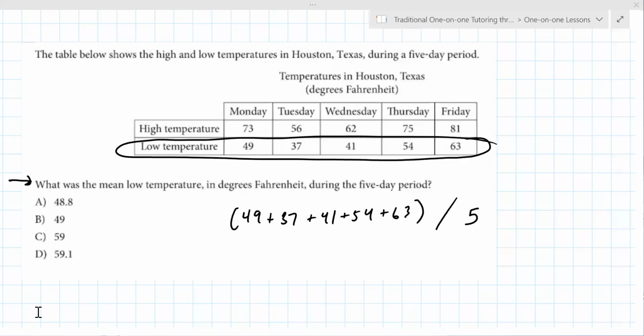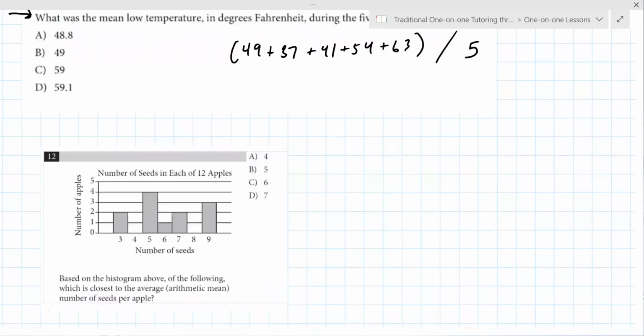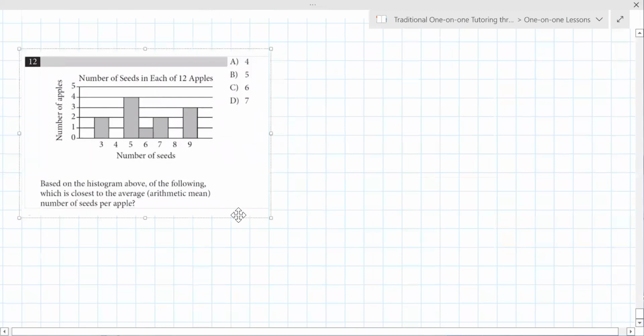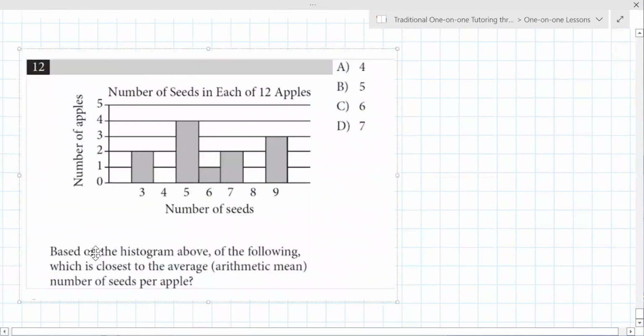All right, next question here. Read the question again first. We'll just do it together. Based on the histogram above, which is closest to the average or arithmetic mean number of seeds per apple? Before we can answer that, we need to know how to interpret this chart. There are 12 apples total, and that's very important here. There are 2 apples with 3 seeds in them, so your data set is actually 3, 3.